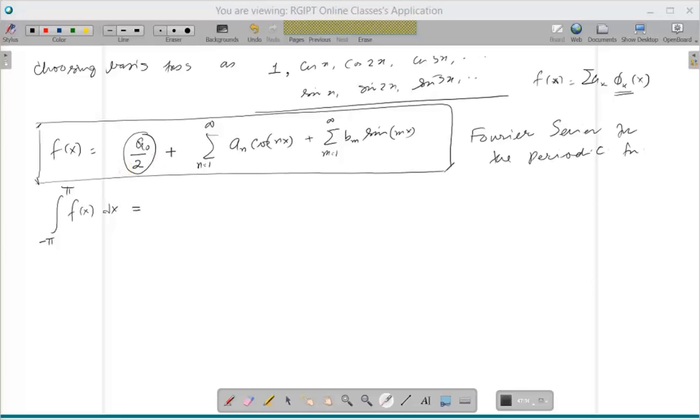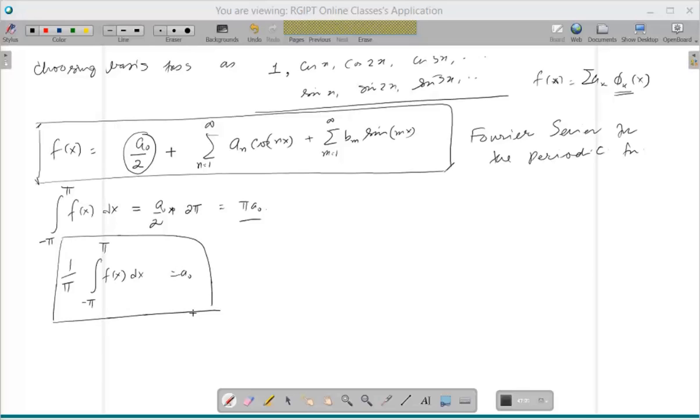So the only thing that is left is this one, that is a0 by 2 into 2 pi. So that will be pi times a0. So 1 by pi integral from minus pi to pi of f(x) dx equals a0.